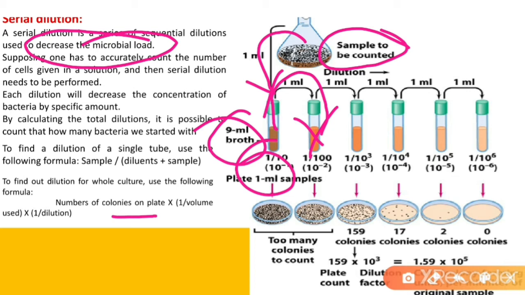1:100. Then again we have to transfer 1 ml from the second test tube to the third test tube, then third to fourth, fourth to fifth, fifth to sixth, like this we can transfer. The dilutions will be changed.